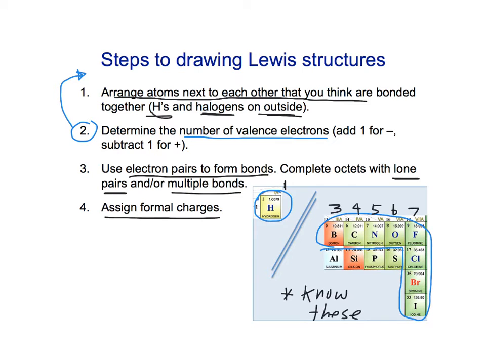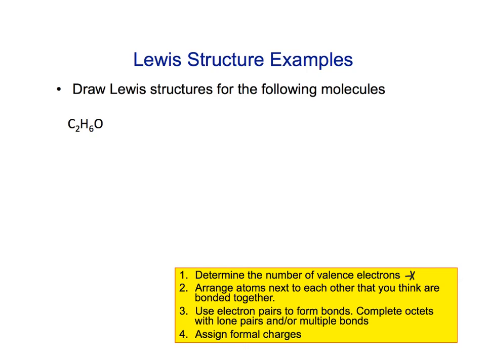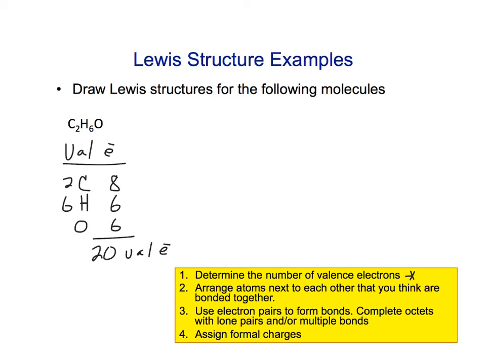So let's try adding up the valence electrons on this problem. The first thing that we're going to do is to determine the number of valence electrons. Here we're going to just count up our valence electrons. We have 2 carbon atoms. Each of those carbon atoms has 4 electrons, so that gives us 8 valence electrons. We have 6 hydrogen atoms. Each of those atoms has 1, so that gives us 6 more. And we have 1 oxygen atom that brings in 6 valence electrons. We add these up, and we should have 20 valence electrons in our finished structure. So we have to be able to account for all of these electrons.